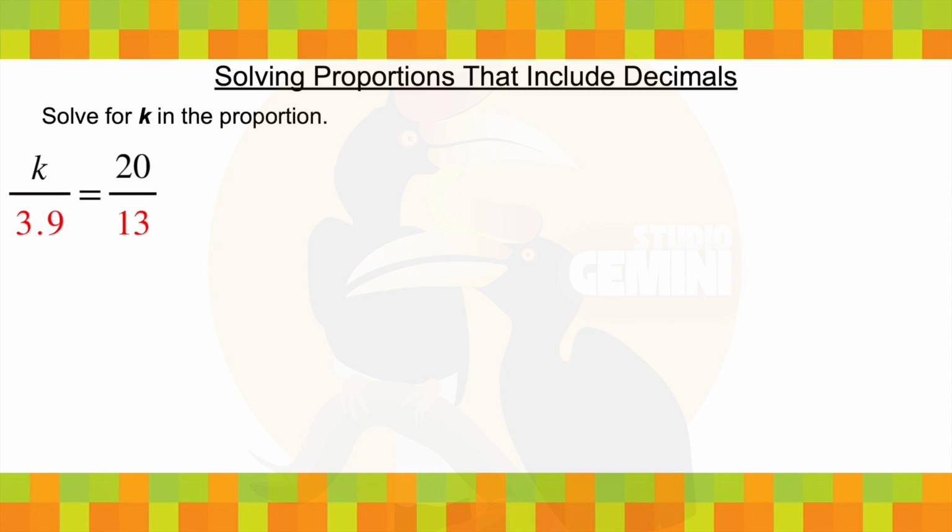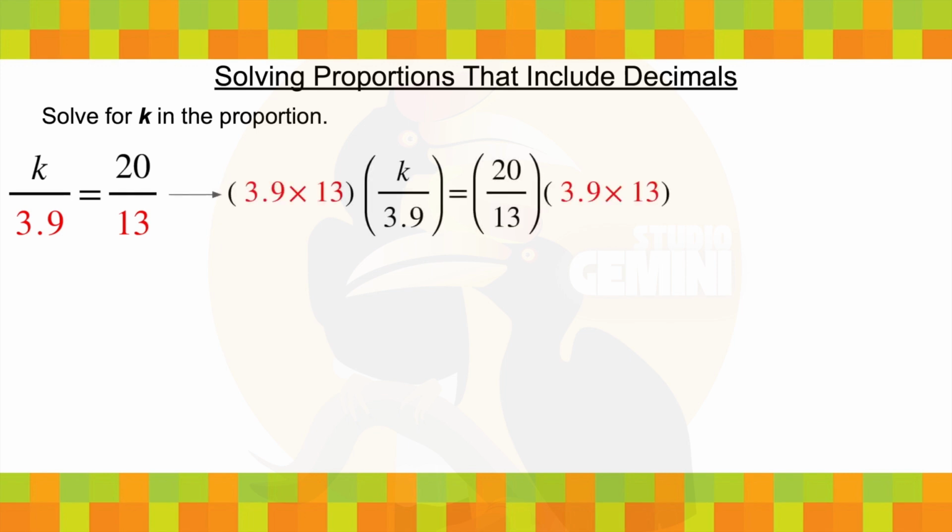On the left-hand side, the denominator is 3.9, and on the right-hand side, the denominator is 13. So if we multiply the two denominators by each other, we should have 3.9 times 13 on both the left and the right-hand side. On the left-hand side, we're going to cross out the two 3.9 values, and on the right-hand side, we're going to cross out the two 13 values. This should leave us with 13 times k is equal to 20 times 3.9. If we simplify this out, we should get 13k equals 78.